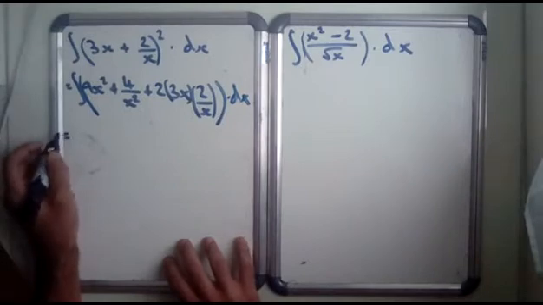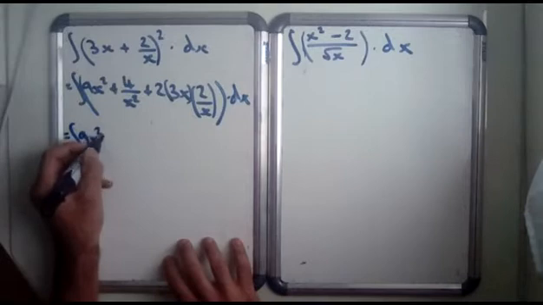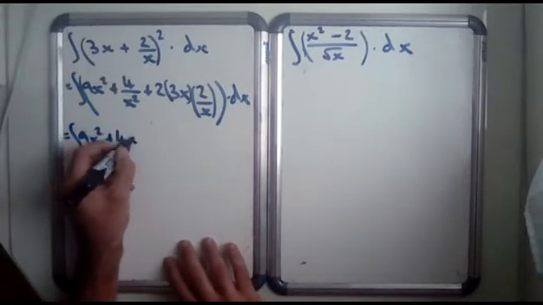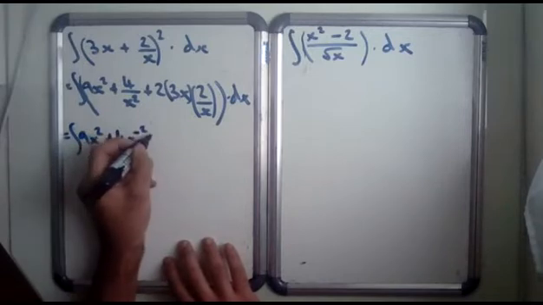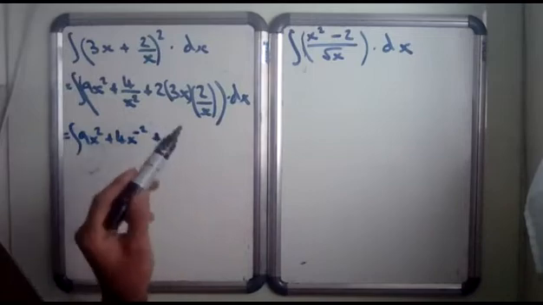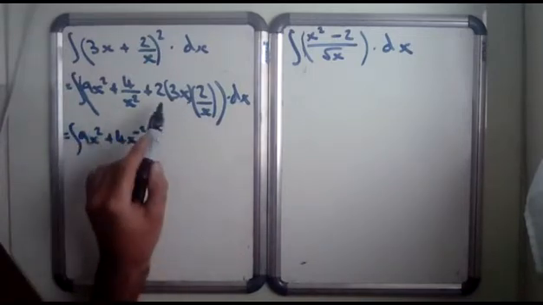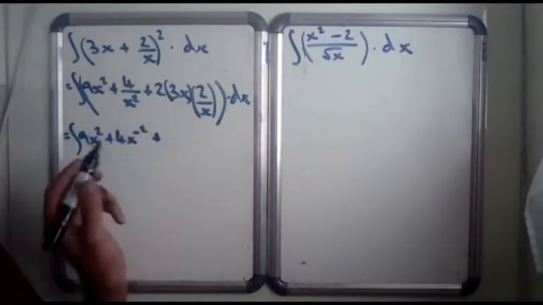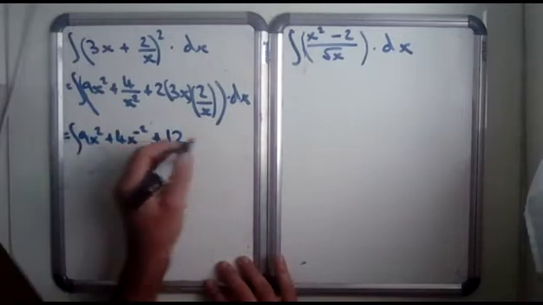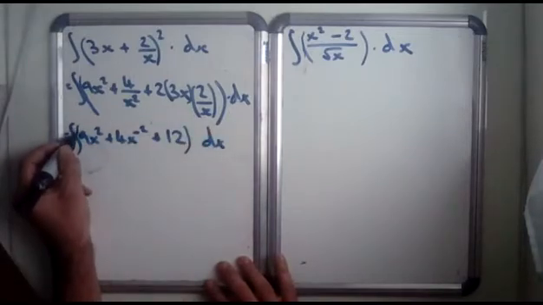So that is the integral of 9x squared plus 4x to the minus 2 plus, and then this actually, the nastiest looking part will end up looking the best, because the 3x and the 2 over x, the x's cancel out, you've just got 2 times 3 is 6, times 2 is 12, so plus 12. So it's the integral of all of that with respect to x, and I've again not left much room for the bracket.